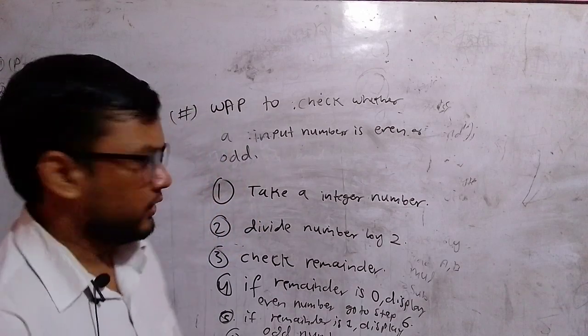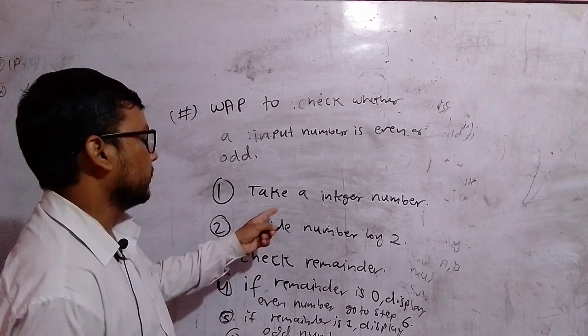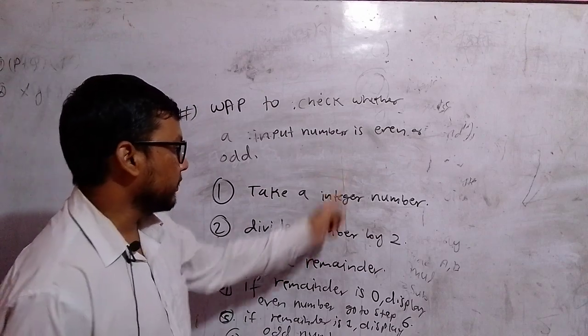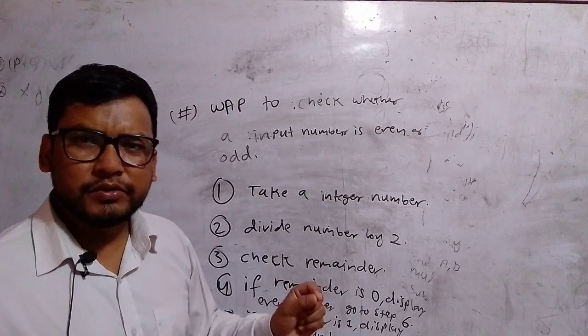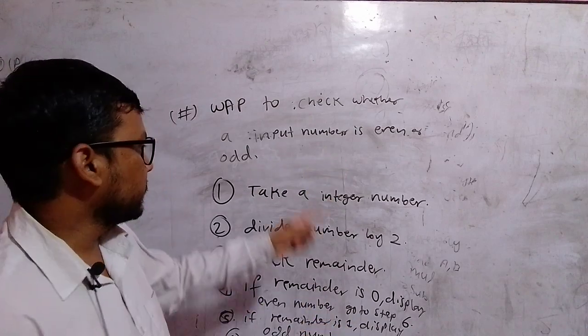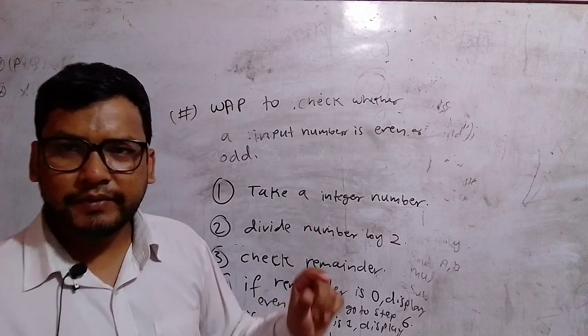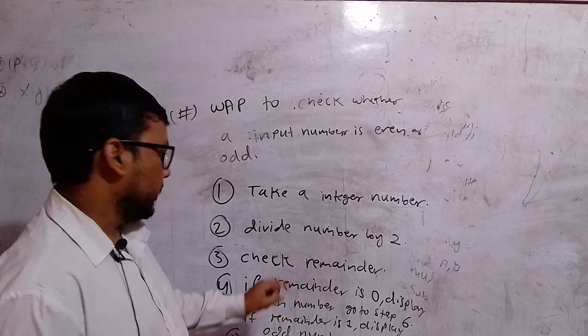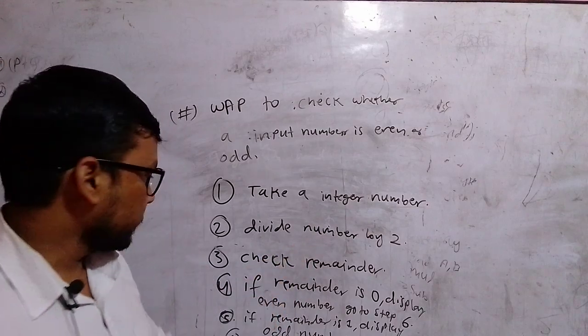Now, these are the steps to check whether that number is even or odd. First of all, to check any number, we need that number, so we take that number. And the second step, we divide that number by 2 according to our logic, and we check the remainder of that division.